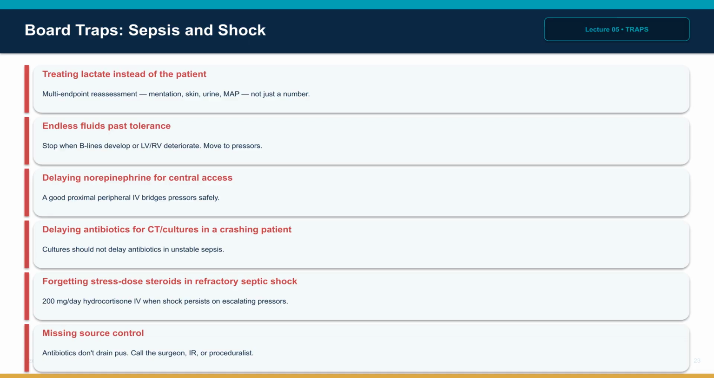Boards try to trick you by offering the right diagnosis and the wrong sequence. Do not treat lactate instead of the patient. Do not keep giving fluids when the patient is no longer fluid tolerant. Do not delay norepinephrine for central access. Do not delay antibiotics for CT in a crashing patient. Do not forget stress dose steroids in refractory septic shock, and do not forget source control. The central line is the wrong reason to delay norepinephrine.